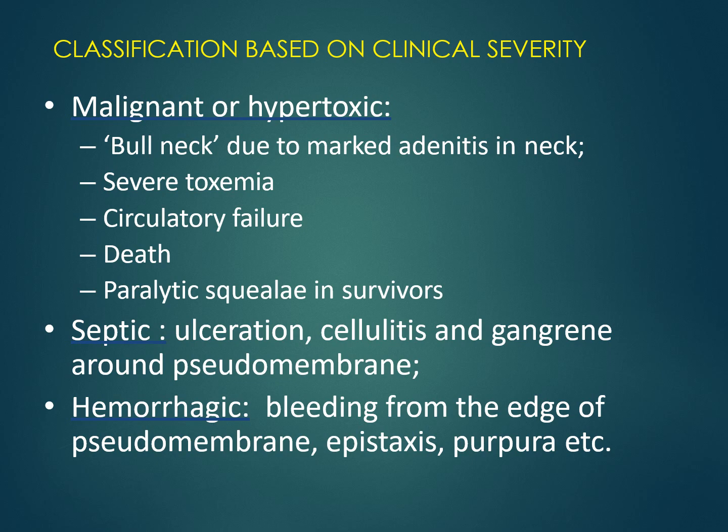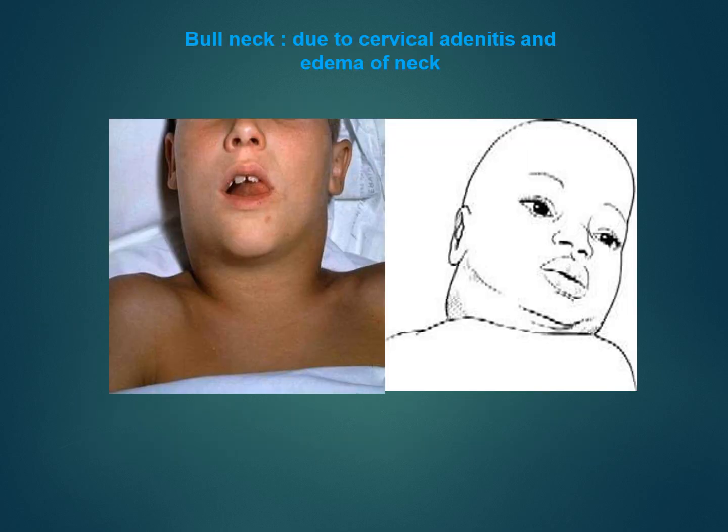The next one is the septic type. In this type of infection, ulceration, cellulitis, and gangrene around the pseudomembrane will be there. In case of hemorrhagic infection, there will be bleeding from the edge of the pseudomembrane, epistaxis, and purpura. This image shows a person infected with Corynebacterium diphtheriae. Here you can see the bulging of the neck, that is bull neck, due to cervical adenitis and edema of the neck.